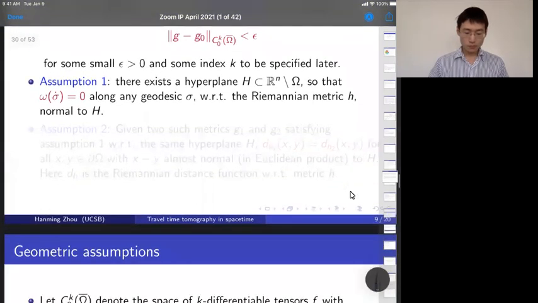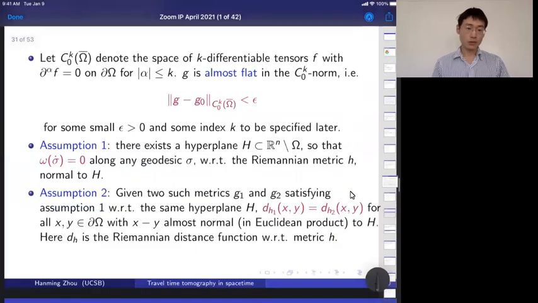The second condition is that given any two such almost flat stationary metrics g1 and g2 satisfying condition one with respect to the hyperplane, we require that the Riemannian distance for all points x, y on the boundary of the domain, such that the vector from x pointing to y is almost normal to this hyperplane.